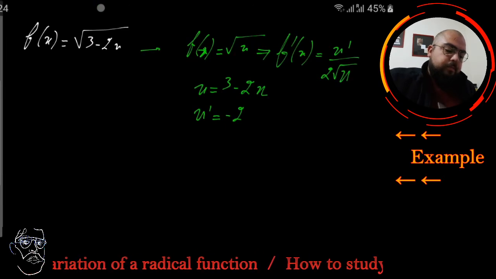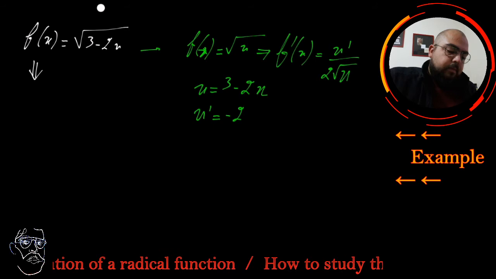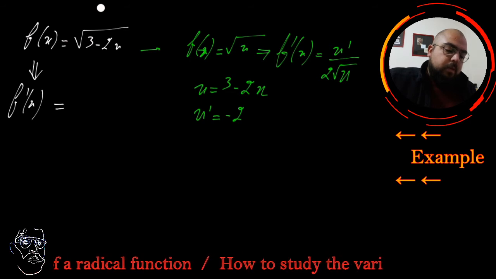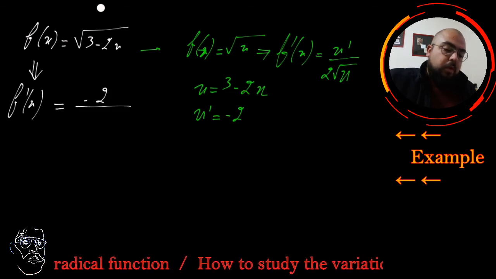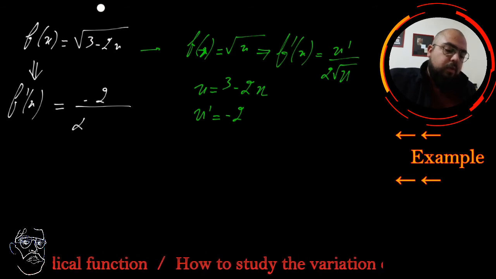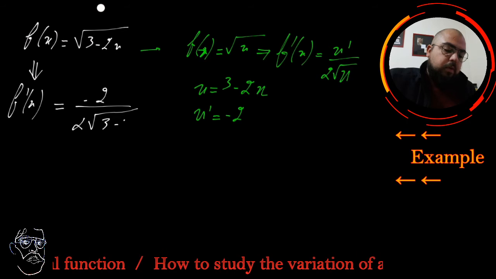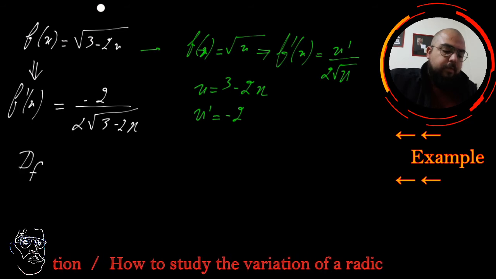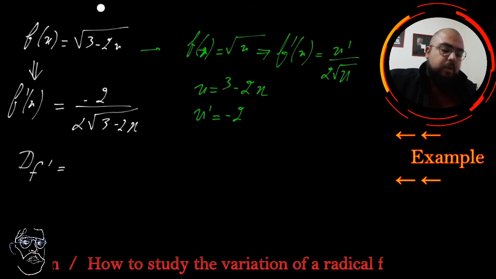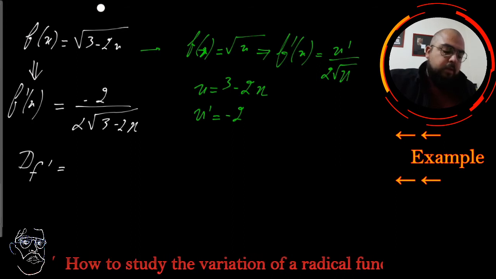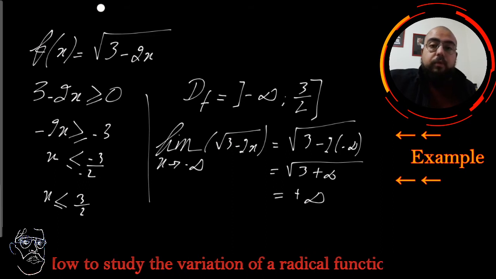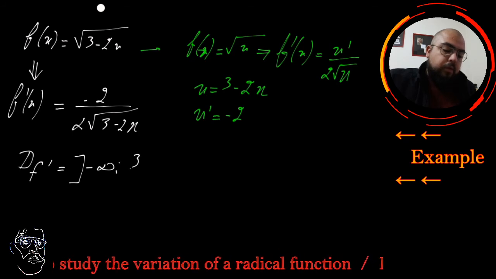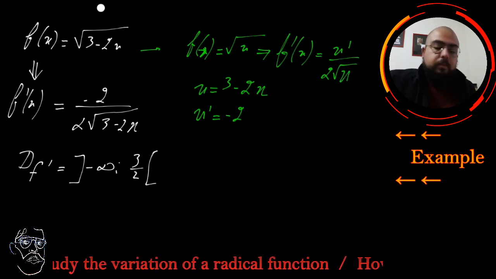Okay, so from this function I can deduce that f prime of x will be u prime is minus 2 over 2 square root of u is 2 square root of 3 minus 2x. Of course, here you can say that your domain definition of f prime, d of f prime, it's not just like the previous case. It's no more from minus infinity to 3 over 2. It's from minus infinity to 3 over 2, but 3 over 2 excluded.